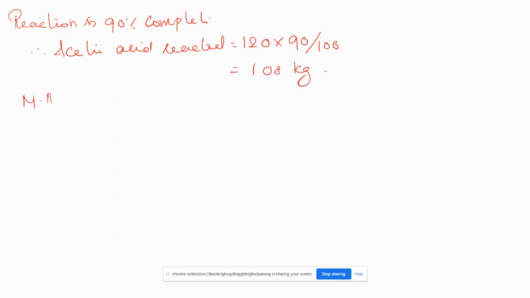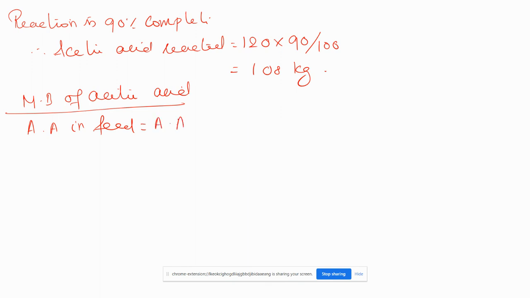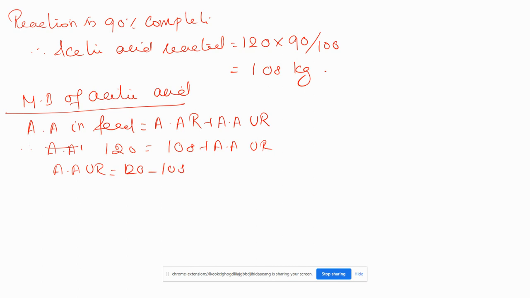Next we can write the material balance of acetic acid so that we can find the acetic acid unreacted. Acetic acid in feed is equal to acetic acid reacted plus acetic acid unreacted. So acetic acid in feed is 120, this is 108 plus acetic acid unreacted. So acetic acid unreacted will be 120 minus 108, that will be equal to 12 kgs.